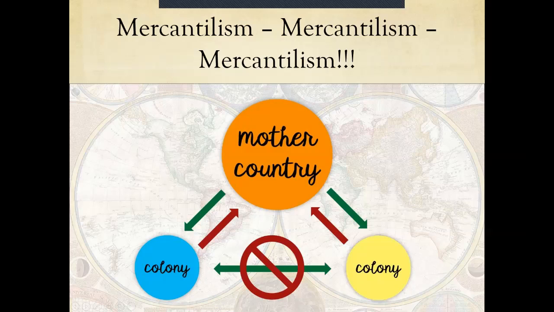All right, so look at this diagram. So here's the mother country. Let's pretend that this is England. England is going to have a colony, maybe Virginia, and England is going to have a colony, maybe somewhere in the Caribbean, okay? All of the materials, raw materials, are going to come out of the colony to England. All of the material good, or the resources coming out of the colony, go to England.